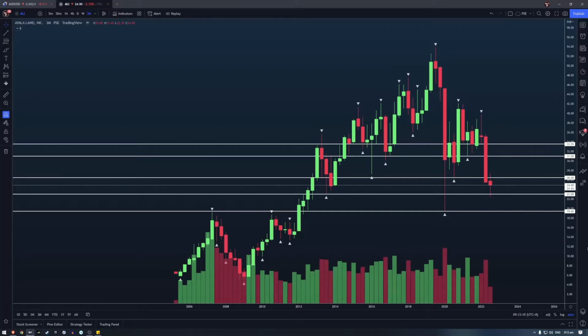Now, for today's multi-time frame analysis, ang titignan po natin ay isang ALI. Diba? Medyo malaki na yung binaba ng ALI, and we want to check kung meron nga bang mga interesting na nangyayari sa chart niya na pwede nating ma-take advantage of moving forward.